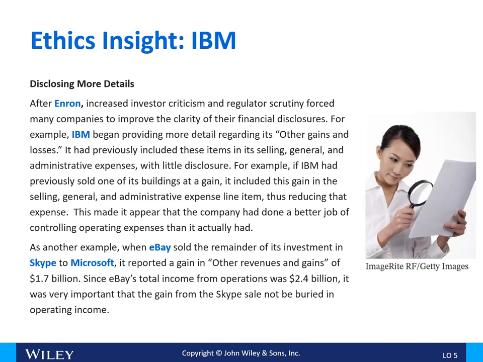Another example: eBay sold the remainder of its investment in Skype to Microsoft. It reported a gain in other revenues and gains of $1.7 billion. Total income from operations was 2.4, so that sale of Skype was half of their income from operations. If they had included that in their operating income, it would look like they had $4.1 billion of operating income. So it would distort what that true operating income was.